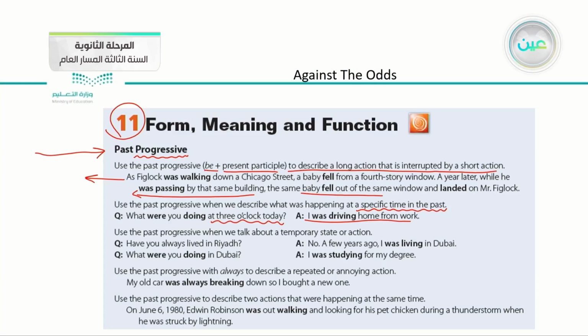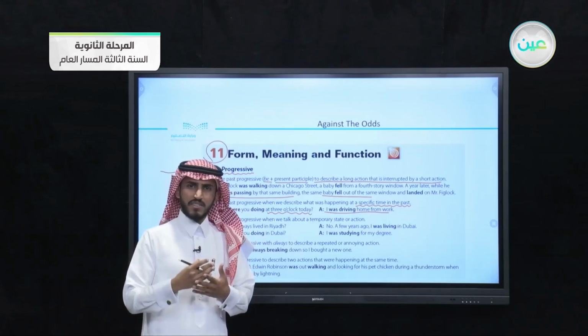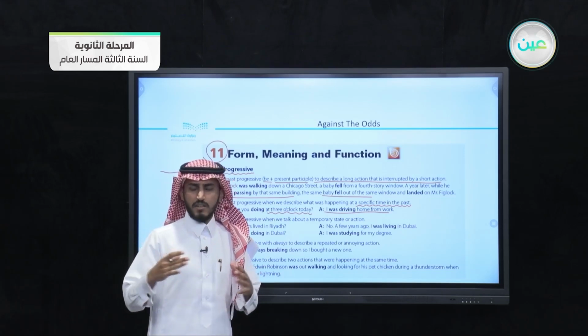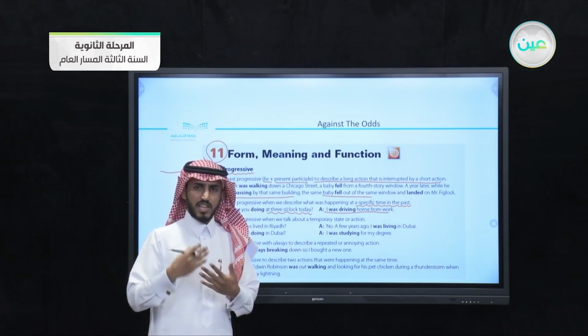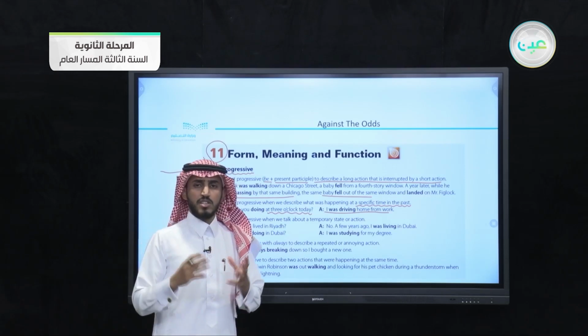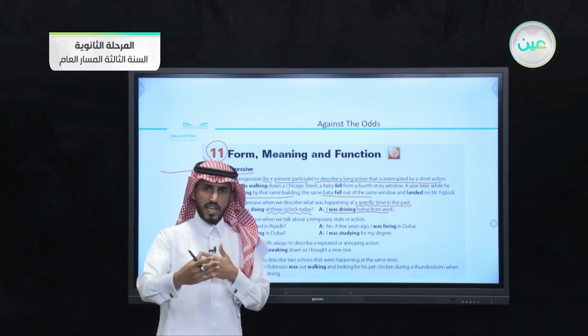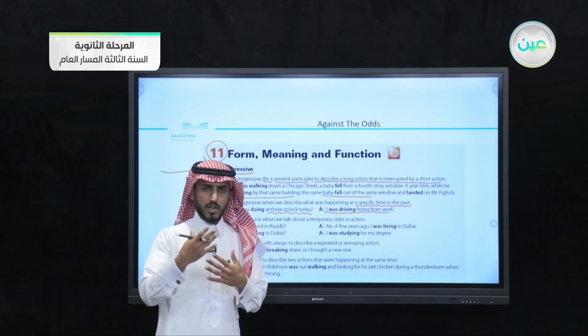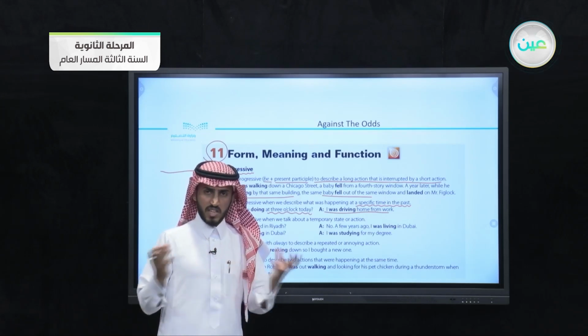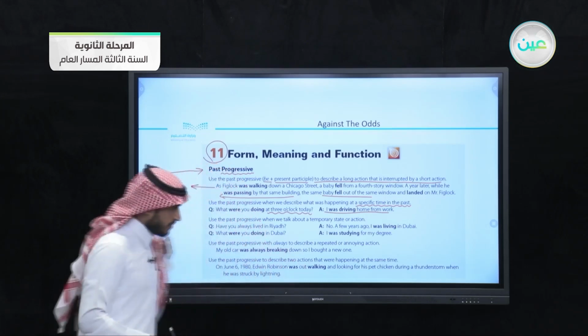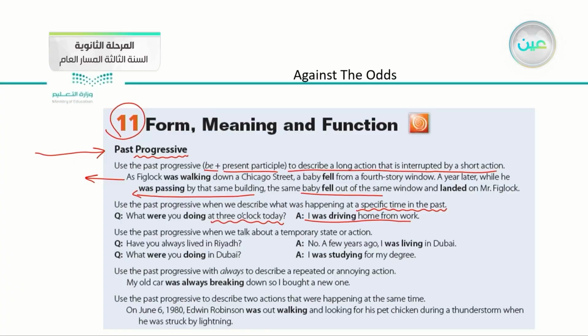The third situation is that we use the past progressive when we talk about a temporary state or action. If we talk about something that is not permanent, something that was going on or happened for a short time and ended, something that didn't happen and is still happening for a long time, this is called temporary. It is ending at a certain time or shortly. This is called a temporary state.